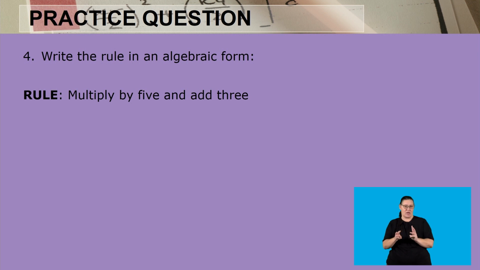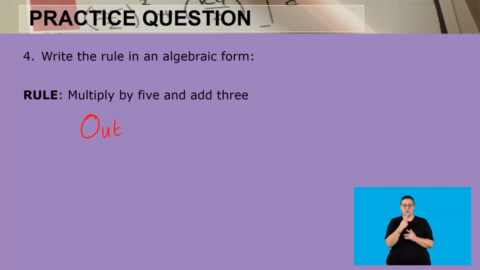So as we can see, the rule has been given to us there. It says they multiply by 5 and add 3. Now remember, what are we multiplying by 5? And then we are going to add 3. And most importantly, again, what will be the result of us applying that rule? So since we are working with functions and relationships, we know that we are going to be working with the input value and the output value.